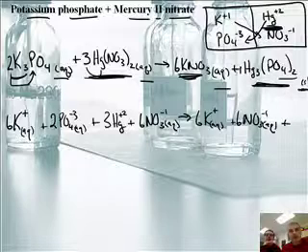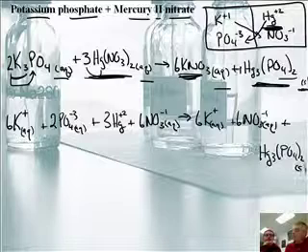And then we have just one more thing left. Now, what do I do with this? It's a solid, so it lives together. It's just a solid: Hg3(PO4)2 solid. That is your complete ionic equation, CIE.